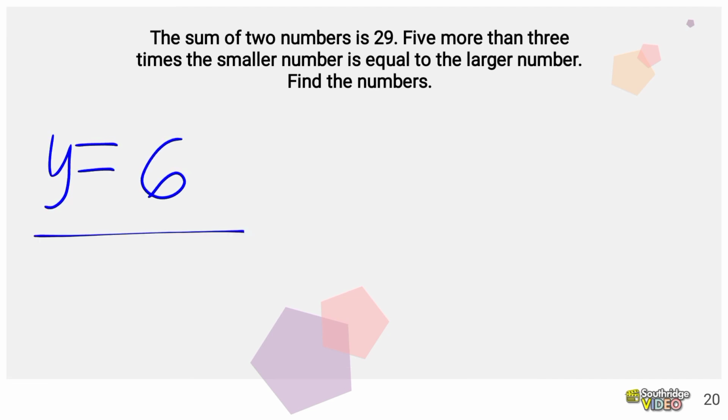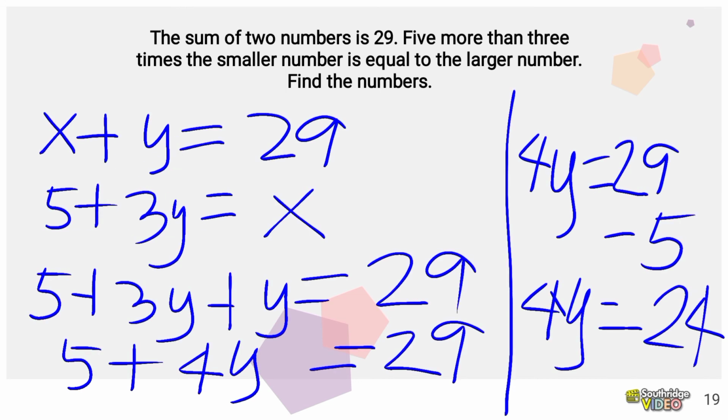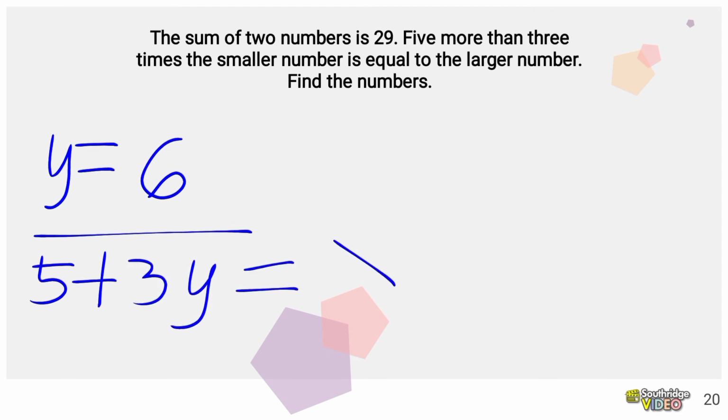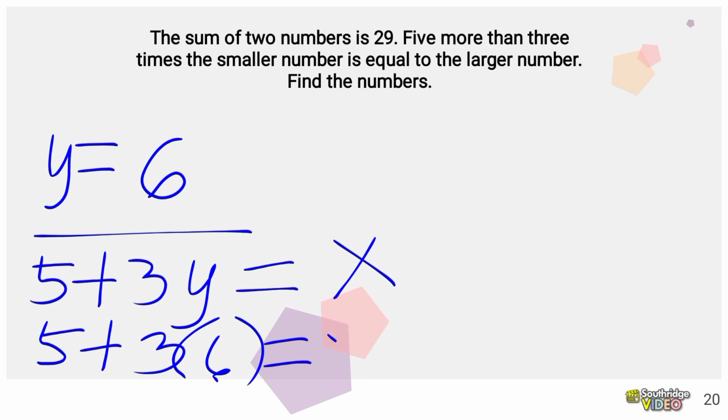So we now have the value of y. We need to look for x. Going back to equation number 2, the value of x is 5 plus 3y. So we substitute 6 for y. So 3 times 6, plus 5, is equal to x. What is 5 plus 3 times 6? 3 times 6 is 18. So we can write x equals 5 plus 18, that is 23.